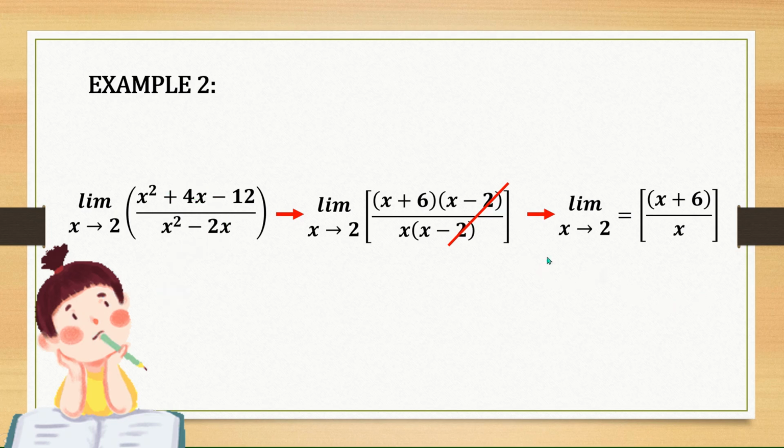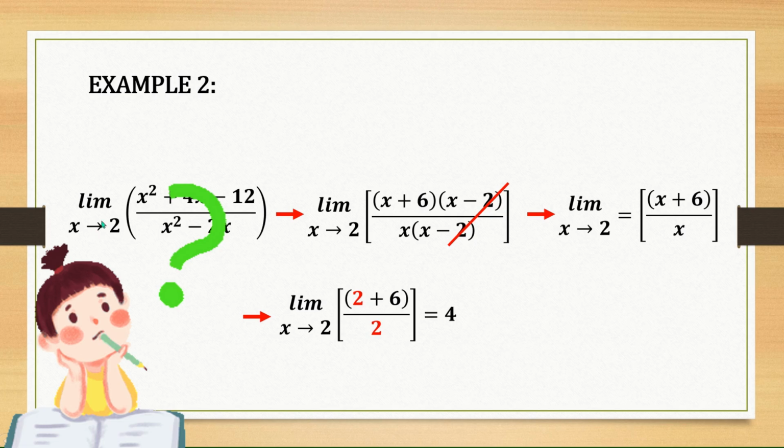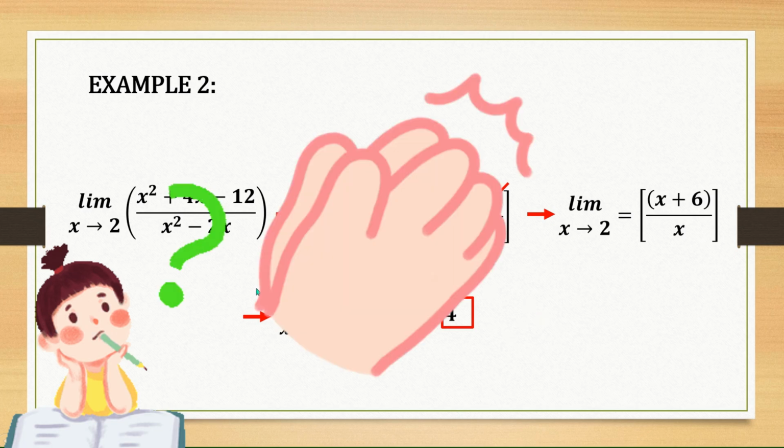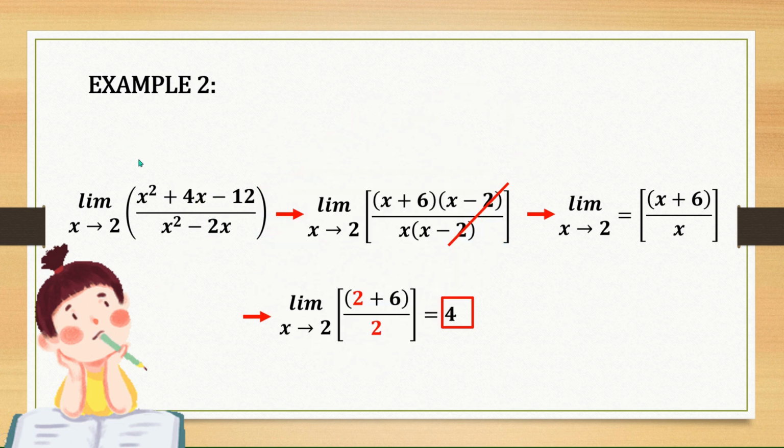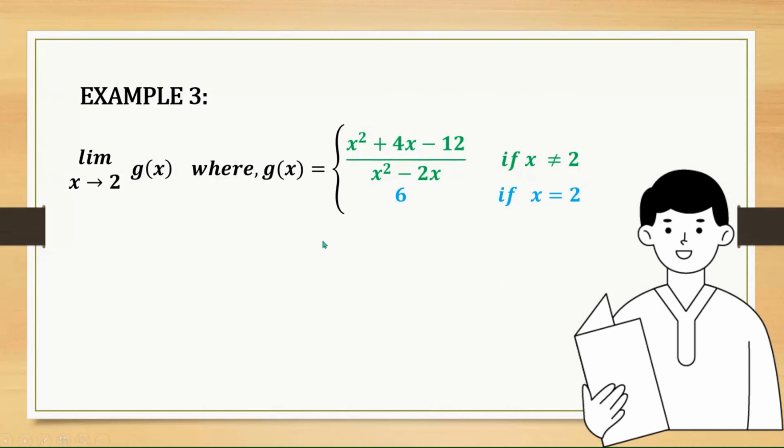As you can see, if we evaluate this limit with 2, this is no longer undefined. Therefore, the limit of the function x squared plus 4x minus 12 divided by x squared minus 2x as x approaches 2 is simply equal to 4. Right? Very easy. Gets, diba? So that is how we are going to evaluate this case scenario of limit. Now let's have another example.